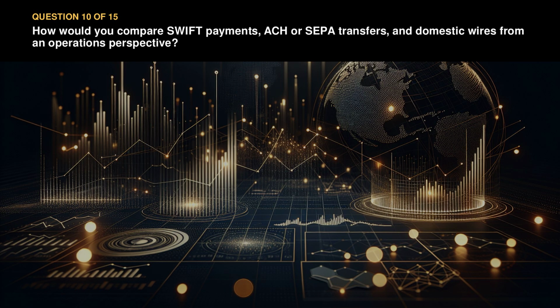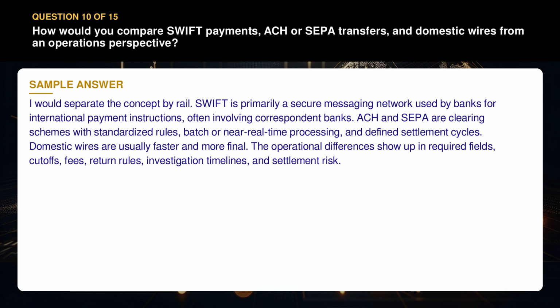Question 10. How would you compare SWIFT payments, ACH or SEPA transfers, and domestic wires from an operations perspective? I would separate the concept by rail. SWIFT is primarily a secure messaging network used by banks for international payment instructions, often involving correspondent banks. ACH and SEPA are clearing schemes with standardized rules, batch or near real-time processing, and defined settlement cycles. Domestic wires are usually faster and more final.